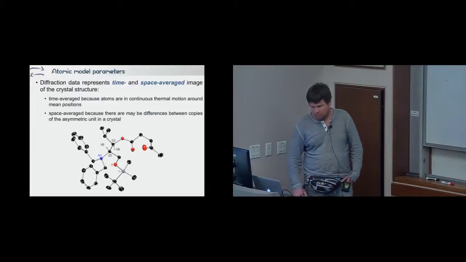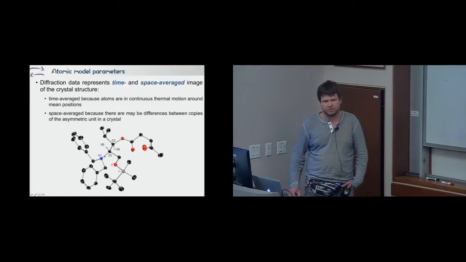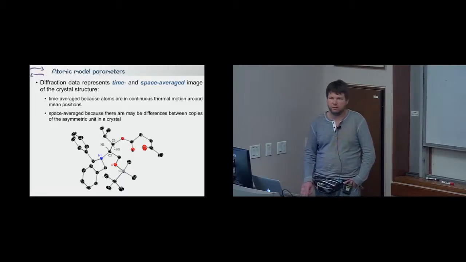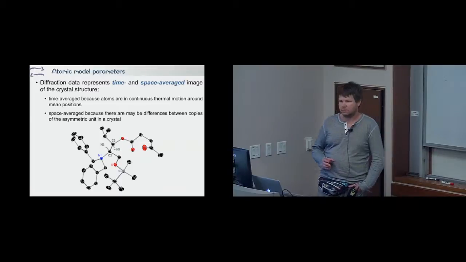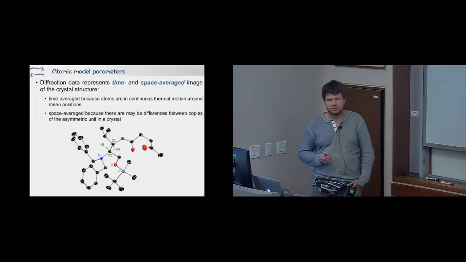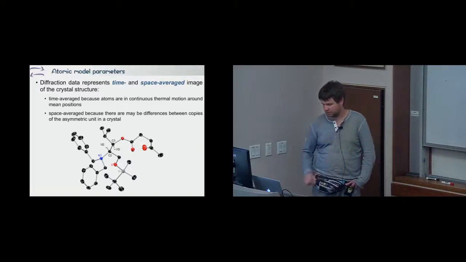In terms of atomic model parameters, we represent atomic models pretty much like this. And what a diffraction experiment really conveys to us is an average image of the molecule. It's a space and time average. Space average because we average across multiple unit cells, swarms of molecules, and time average because atoms are in constant vibration.